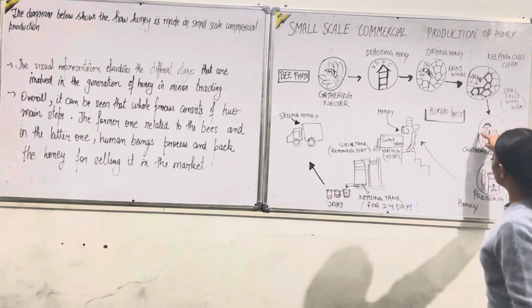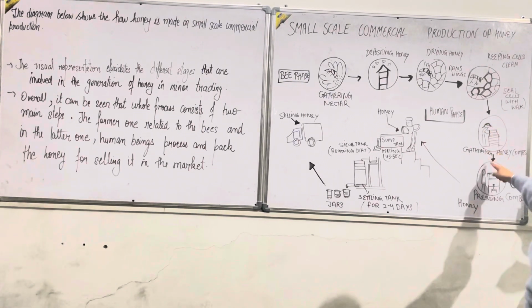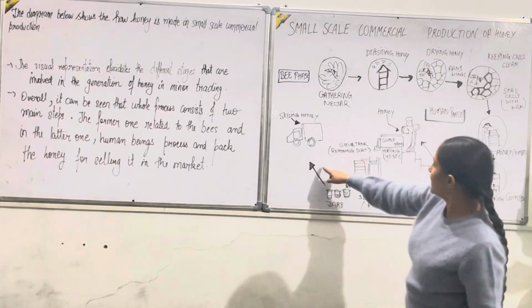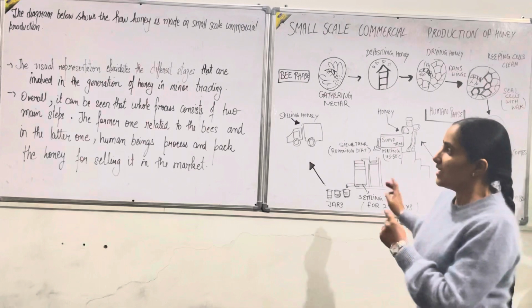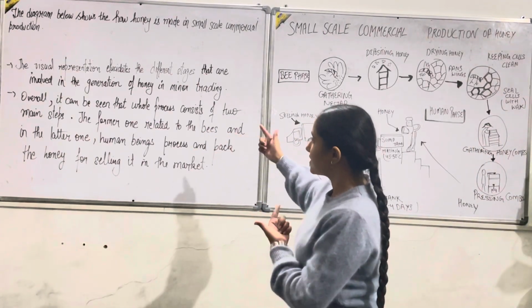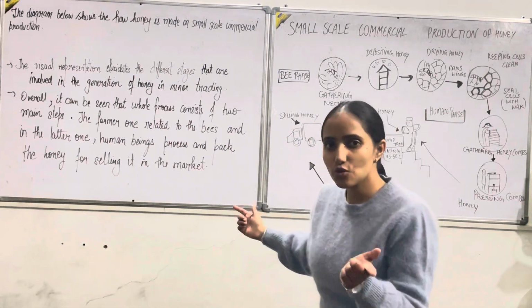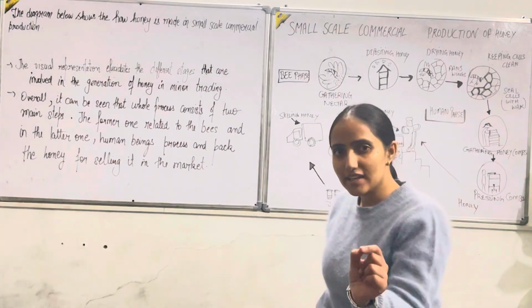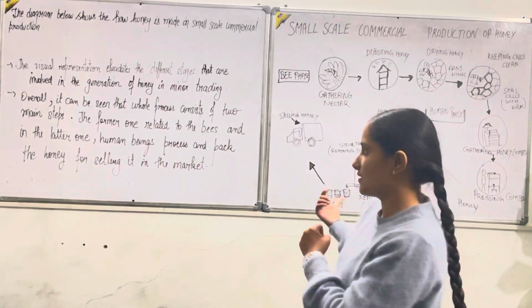And here human beings are involved, workers or human beings are involved. So from this to this, this is the human phase. So we can say that overall it can be seen that the whole process consists of 2 main steps. What are these 2 main steps? One is the bee phase and the second one is the human phase.